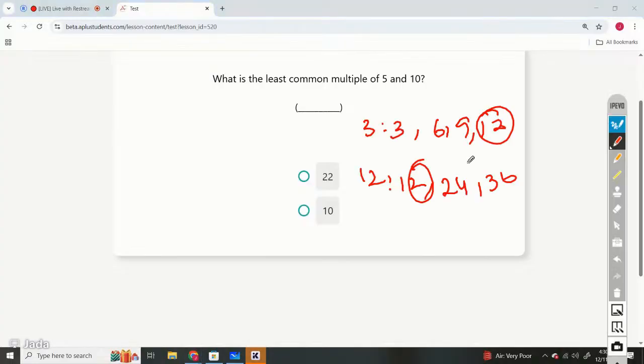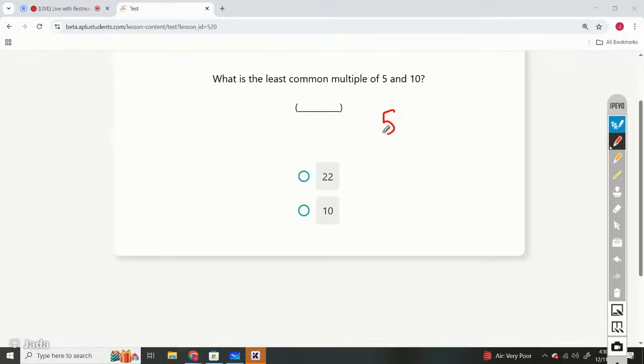Let's just write down the multiples of 5. That is 5 times 1 is 5, 2 is 10, 3 is 15. Let's just write down the multiples of 10. 10 times 1 is 10, 10 times 2 is 20, 10 times 3 is 30. Very good. The least common multiple is 10.